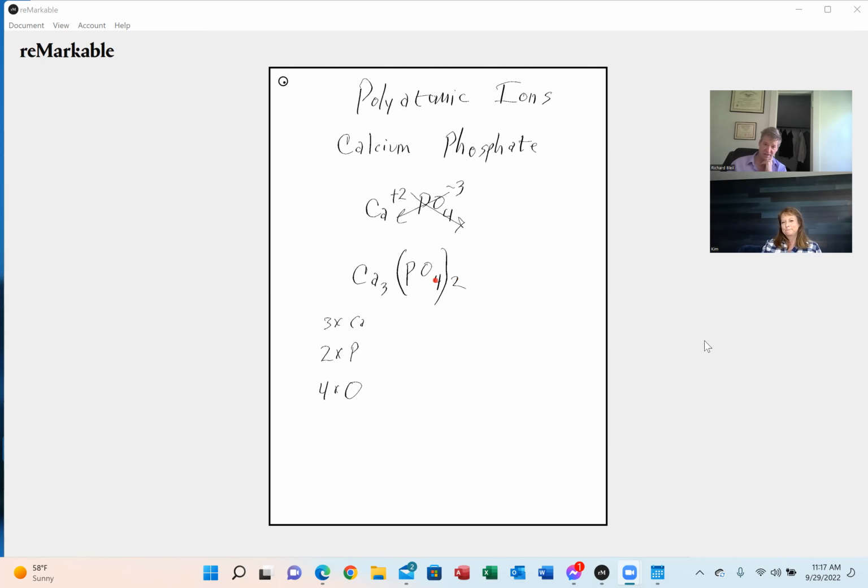Because this 2 applies to everything inside the parentheses, but nothing outside the parentheses. So we have 3 calciums because this 2 does not apply to the calcium. Right. 2 applies to both the phosphorus and the oxygen.